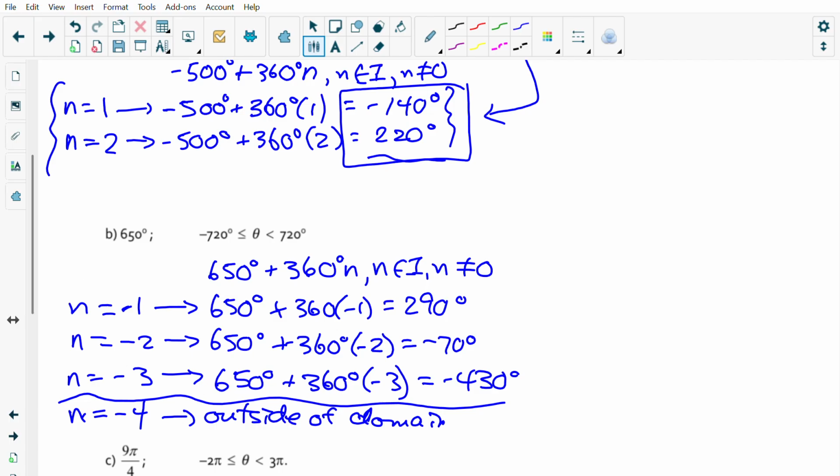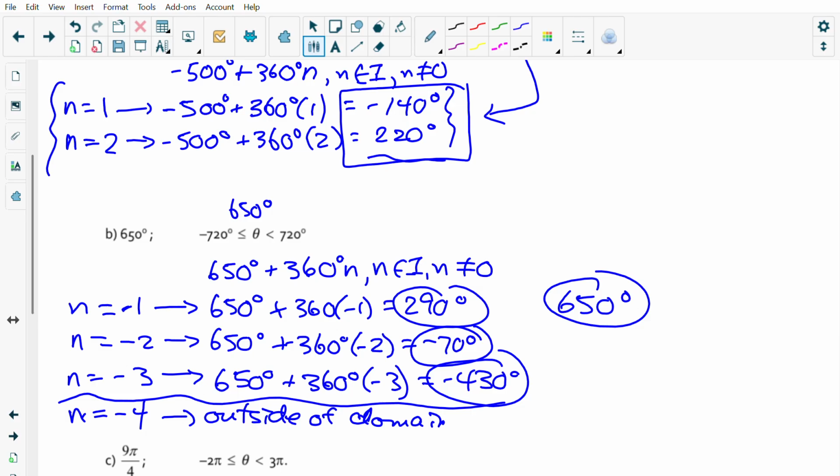Also, the original angle, 650 degrees, that's within my domain, right? 650 degrees. Okay, so all the angles that are coterminal within the given domain: 650, 290, negative 70, and negative 430.